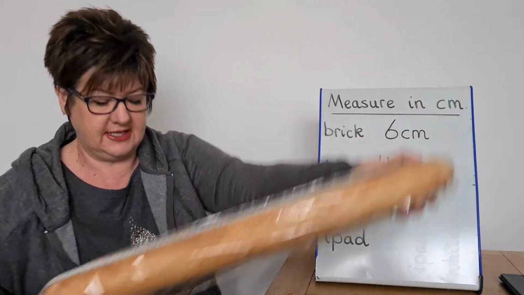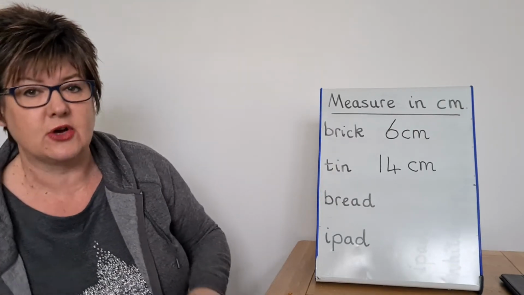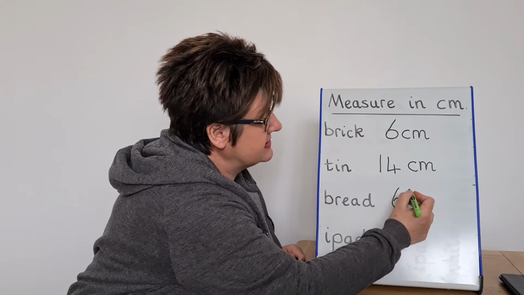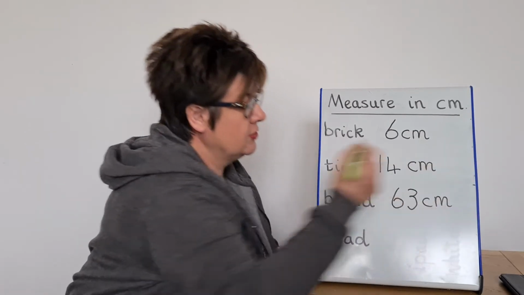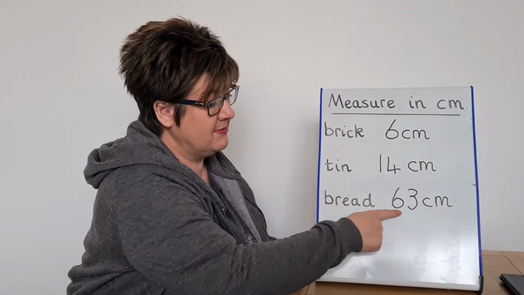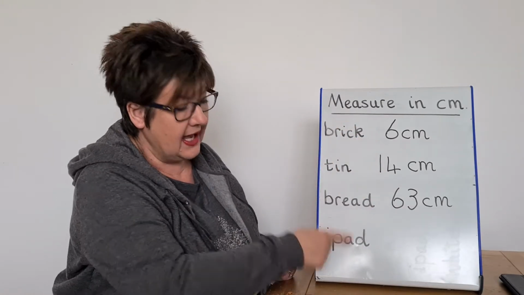I know you can't see that, but when you do your own measuring, you'll be able to read off your tape measure really carefully. So that's a big number, isn't it? Grown-ups, I know you will help your children read those big numbers, but we know that you can see already that that's a much longer object than the tin or the brick. Okay, last one.